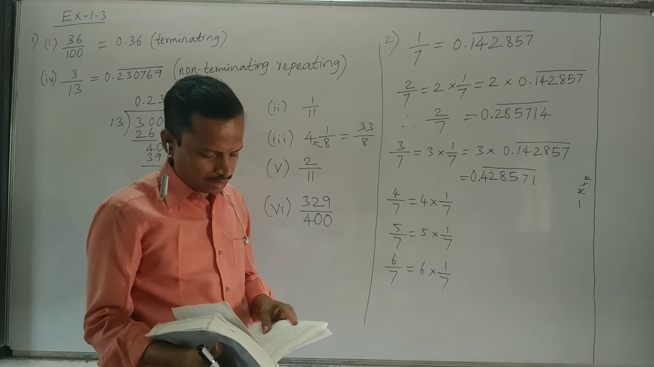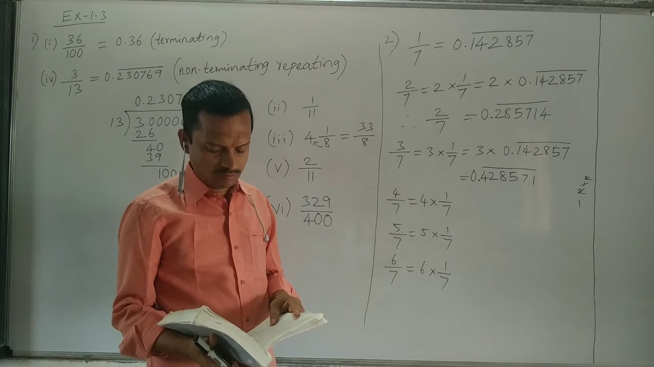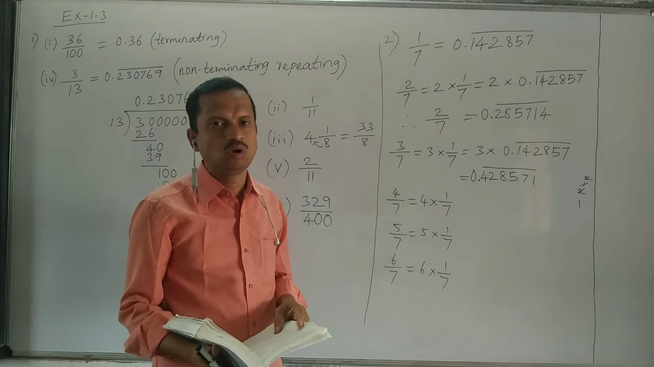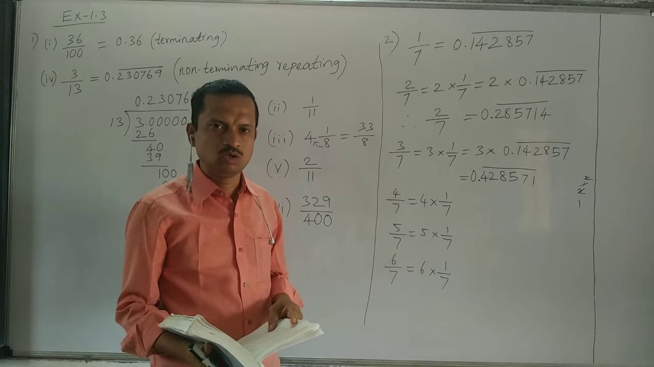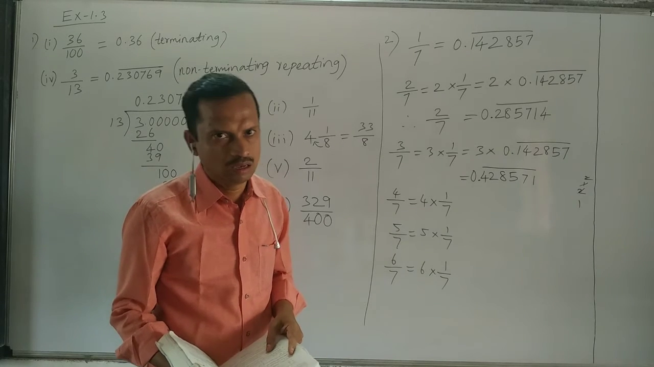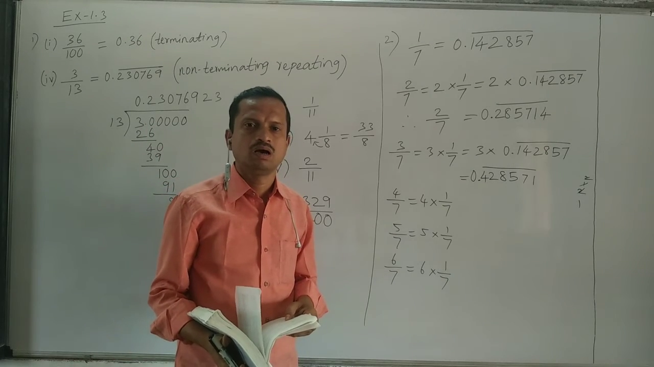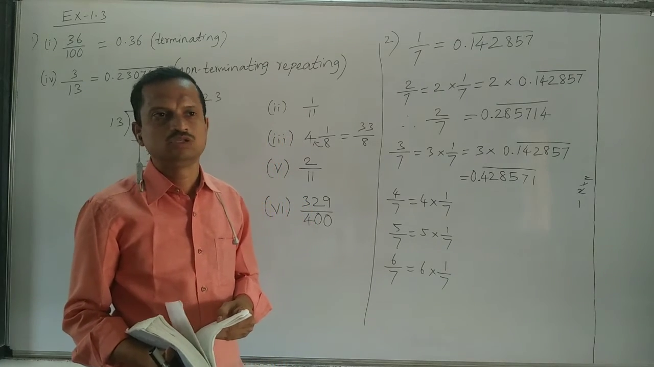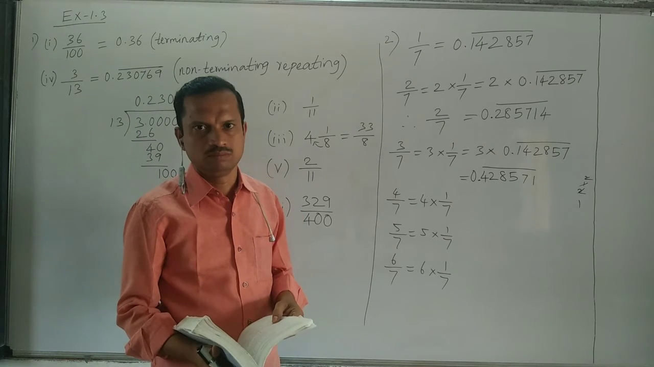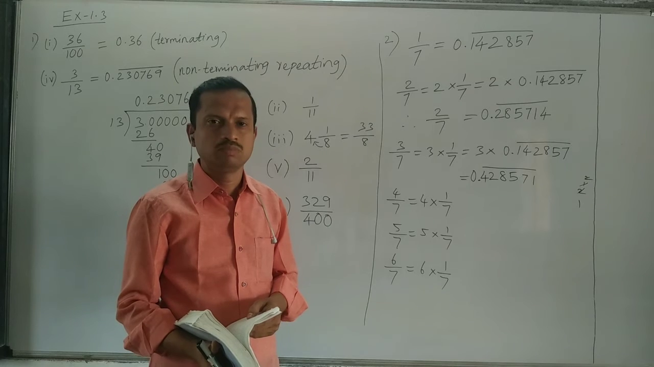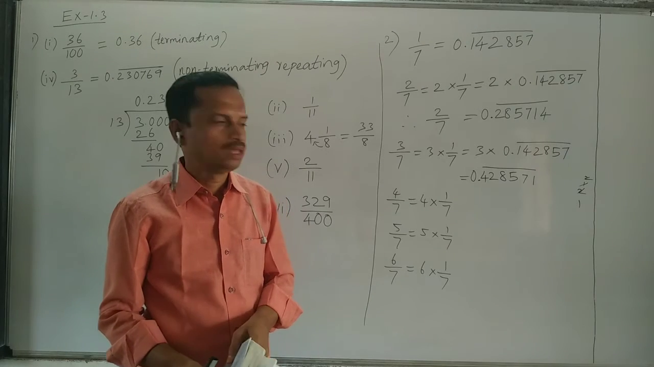Express the following in the form P by Q, where P and Q are integers and Q not equal to 0. That is the condition for a rational number. So P by Q form means what? Rational number. So the given decimal number, our duty is to tell the form of rational number. So the given decimal number we have to represent in P by Q form.